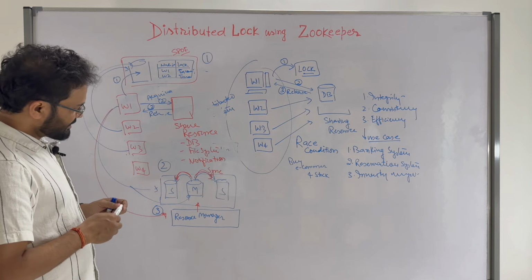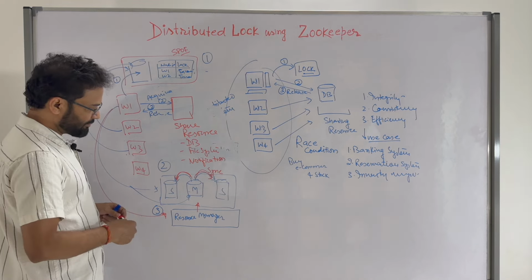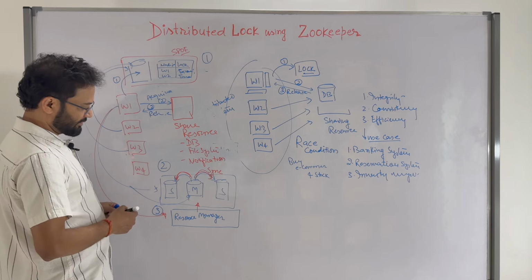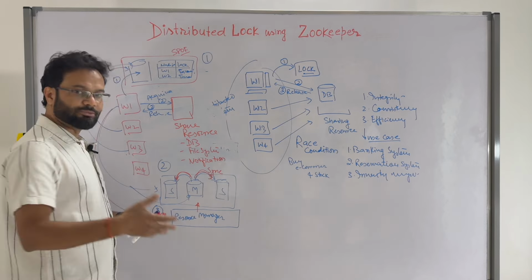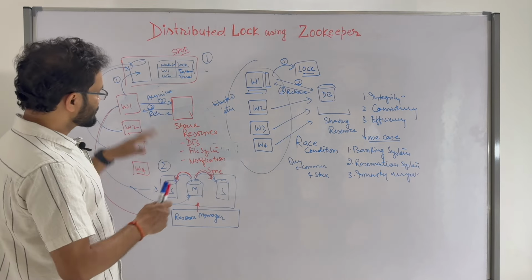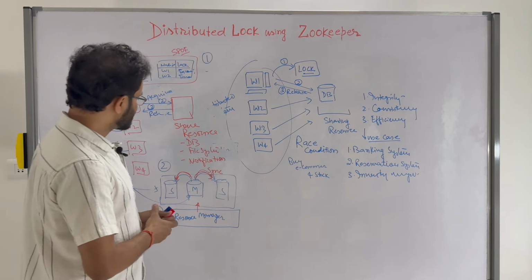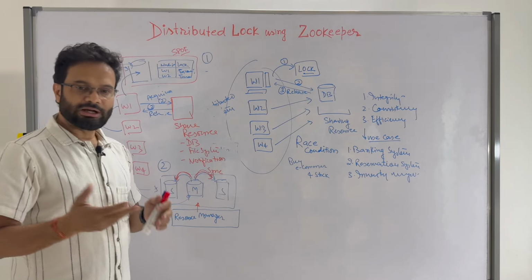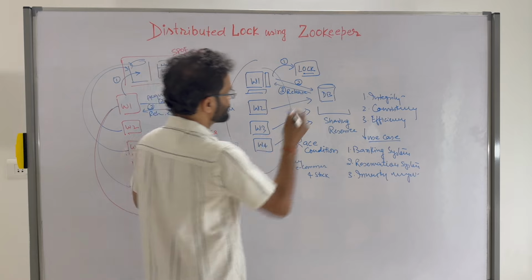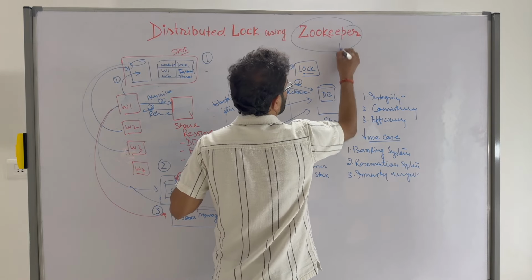So now I think we can implement this system, but a lot of things you have to do, right? Even that resource manager could go down. You have to make that resource system also a distributed system. So if you see, a lot of things are there, so why can't you use Zookeeper? Because we already have ready-made solutions. Zookeeper itself is a distributed system, right?